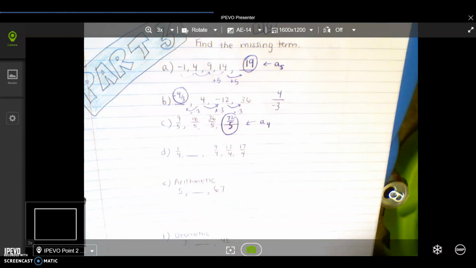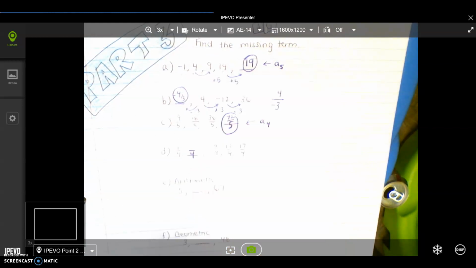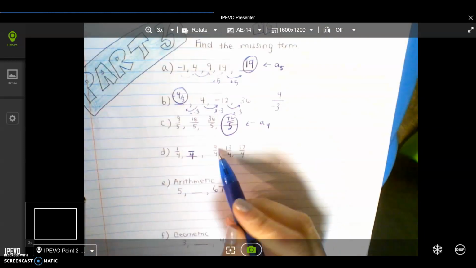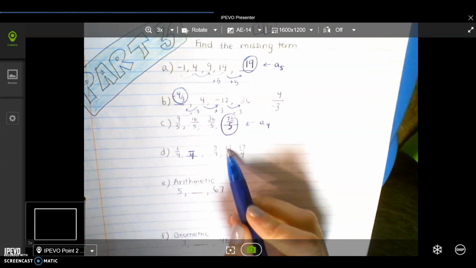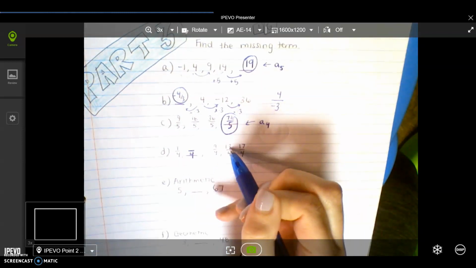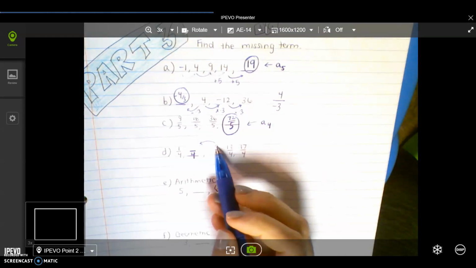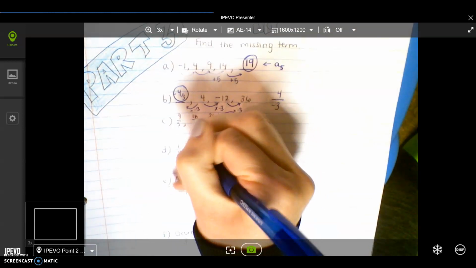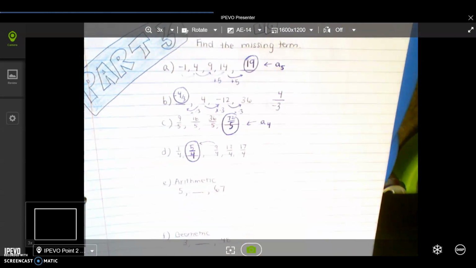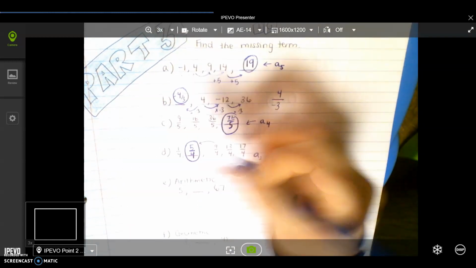Letter D, I also noticed that the denominators are all 4. So my missing term will also most likely have a denominator of 4. I'm going to focus in on the numerators. 9, 13, 17. I'm noticing I'm adding 4 each time. Add 4, add 4. So I'm going to subtract 4 to get the missing term. 9 minus 4 is 5. And let's double check. 5 minus 4 is 1. So there's my missing term. That's the second term of this sequence, so that would be a sub 2.